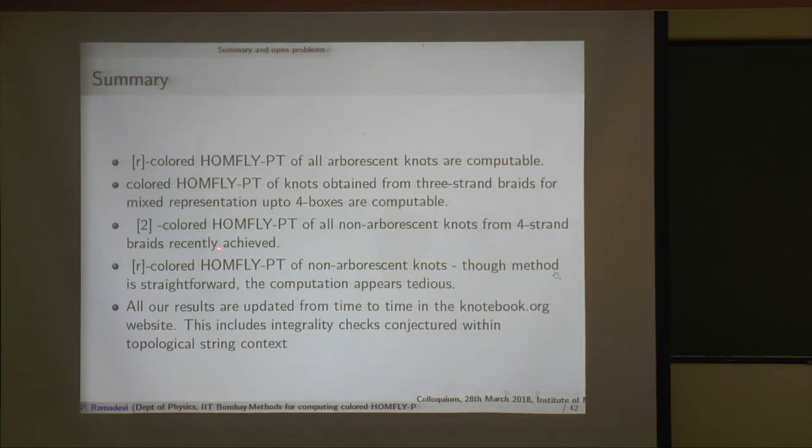Once I have this polynomial form, a lot of conjectures have been made in the topological string context. That will be the theme of tomorrow's talk, where I will explain what the duality is and what is expected. And now this data which we have here is really useful to validate those conjectures.